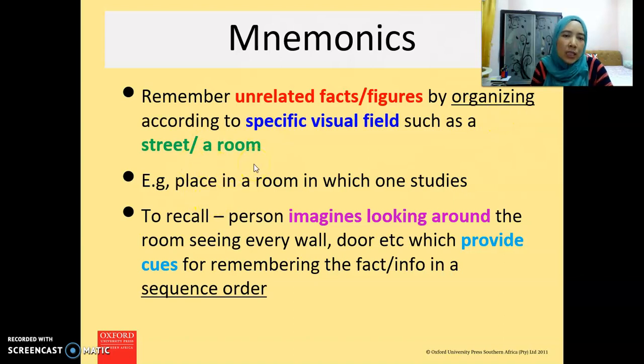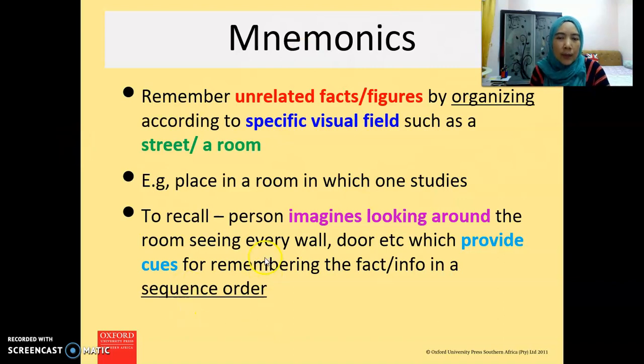So we associate the information with unrelated facts or figures, such as a street or room. For example, the place in the room in which one studies. For example, you study in the room, and then you tend to associate the information that you study in order to be remembered. You associate the information to the object or to the space in your room.